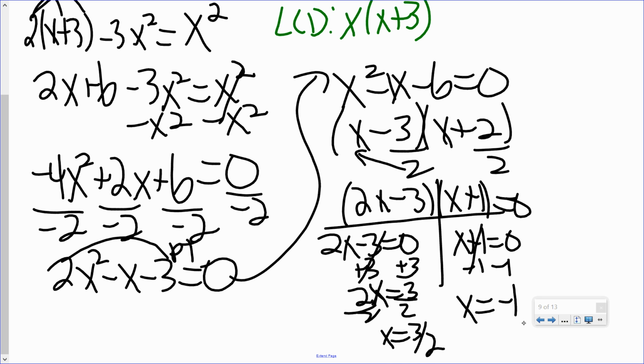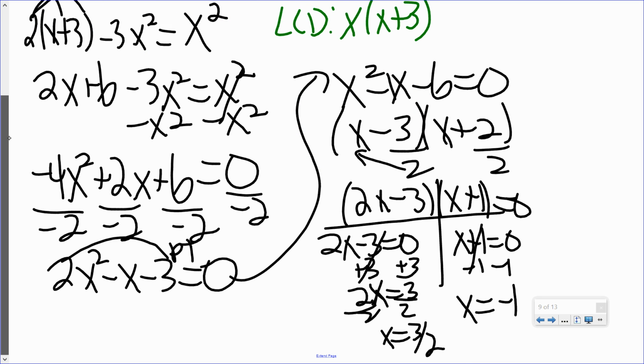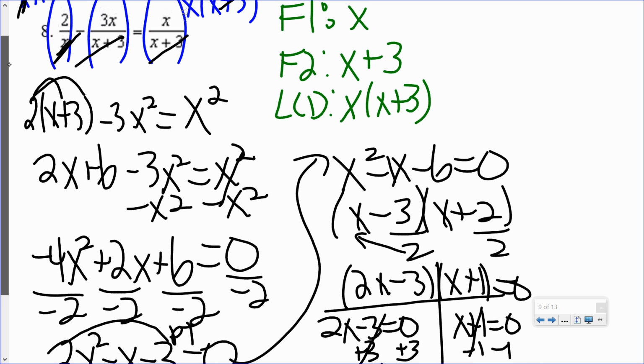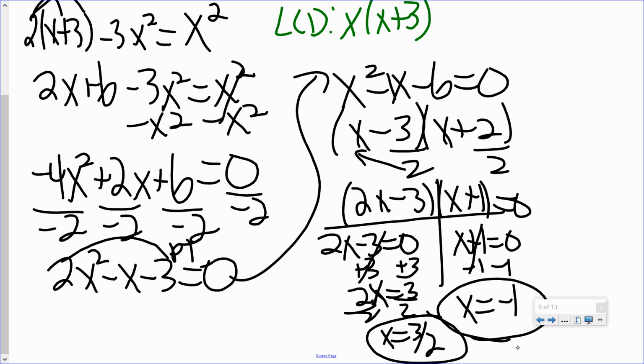Now I must check. Is plugging in 3 over 2 going to make any of my denominators 0? No. Is plugging in negative 1 going to make any of my denominators 0? No. They both check out. They're both your answers. That's it. This is not the easiest lesson in the world, but it's not super complicated either. I think it's a pretty fair, straightforward Algebra 2 lesson.